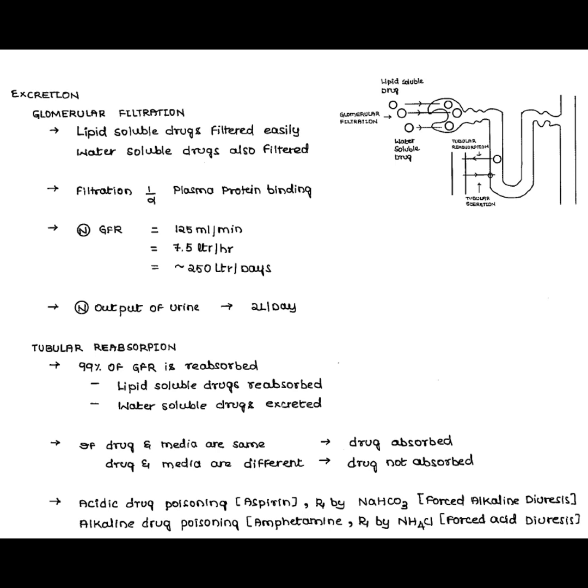The clinical trick here is forced diuresis in poisoning. Let's say someone overdoses. How can we help the body get rid of the drug faster? Example, if the individual is poisoned with aspirin, which is an acidic drug, the strategy is to alkalize the urine with NaHCO3. If the individual is poisoned with a basic drug like amphetamine, acidify the urine with NH4Cl.